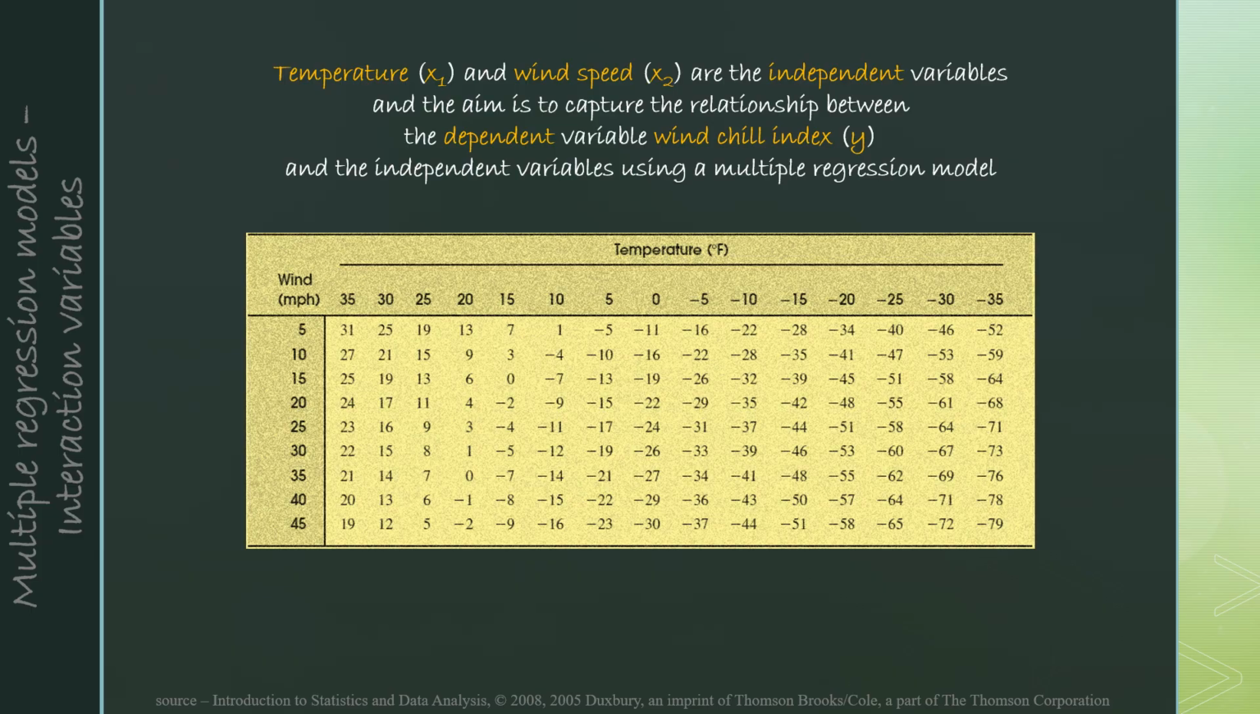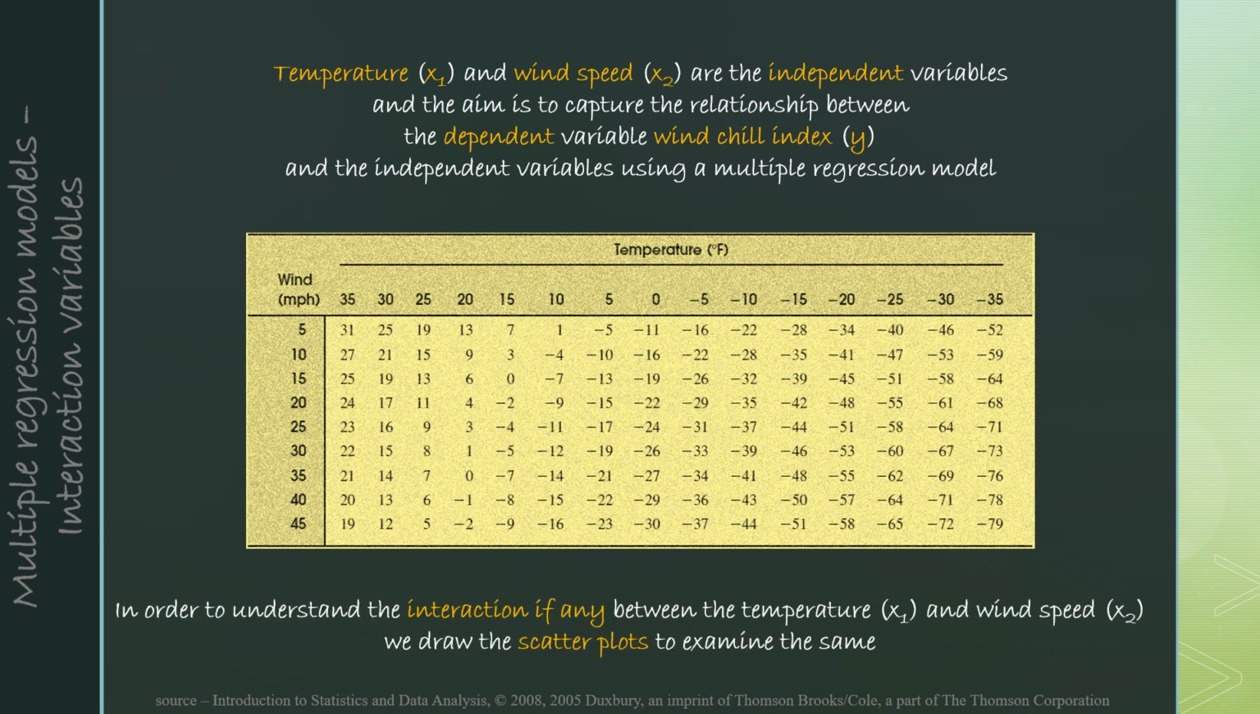Temperature x1 and wind speed x2 are the independent variables, and the aim is to capture the relationship between the dependent variable wind chill index y and the independent variables using a multiple regression model. In order to understand the interaction, if any, between the independent variables, the temperature x1 and the wind speed x2, we draw the scatter plots to examine the same.